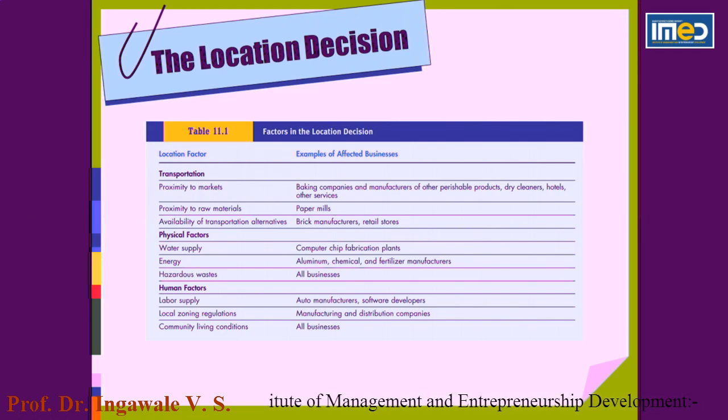Then next, proximity to raw materials. Some examples are given for proximity to markets, baking companies and manufacturers of other perishable products, etc. Then proximity to raw materials, paper mills. Then availability of transportation alternatives, physical factors like water supply, energy, hazardous materials, etc. Then human factors, labor supply, local zoning regulations, legal aspects you have to consider, then community living conditions. So these are some of the factors which will affect the plant location or location of the plant.